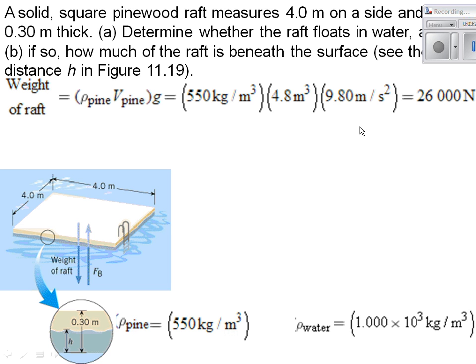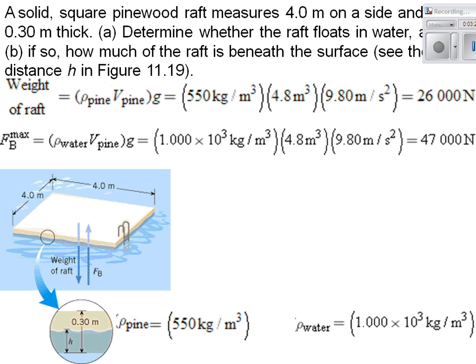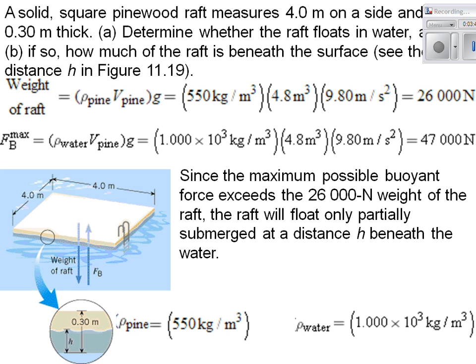Let's look at the maximum buoyancy that we can have. The maximum buoyancy, again, it's the mass times the gravity of the water. It's the water that's been displaced. It's density times volume is your mass, times gravity. That gives you 47,000 newtons. So yes, since the maximum possible buoyant force exceeds the 26,000 newtons weight of the raft, it will float only partially submerged at a distance h beneath the water.